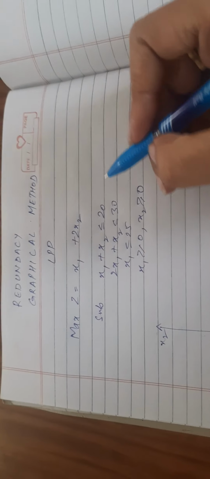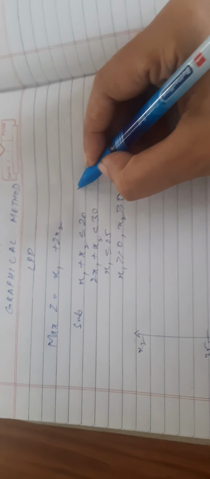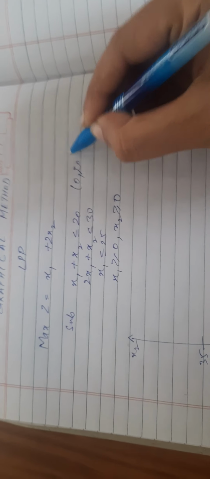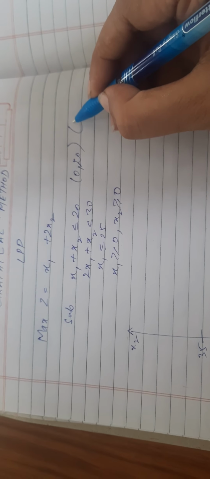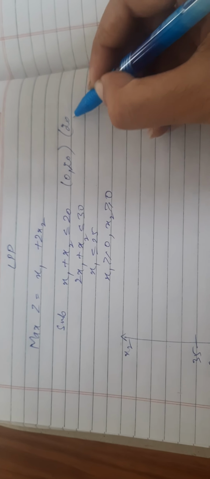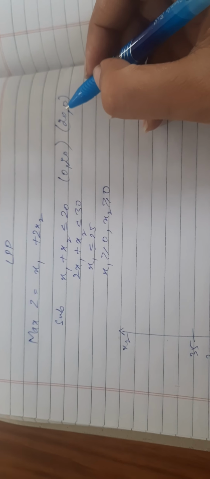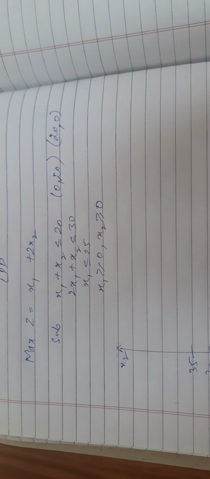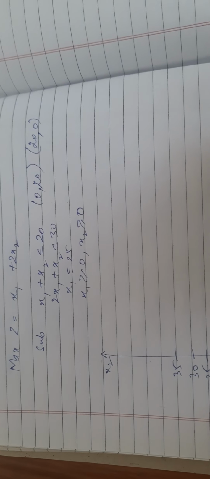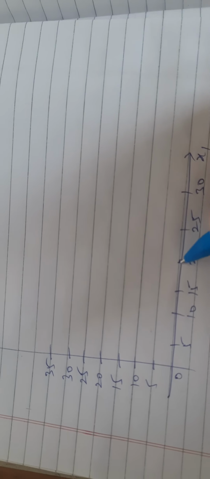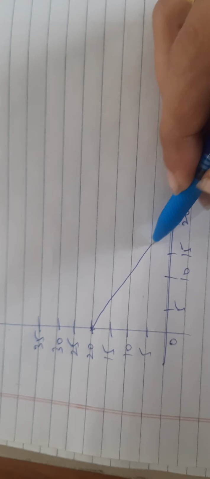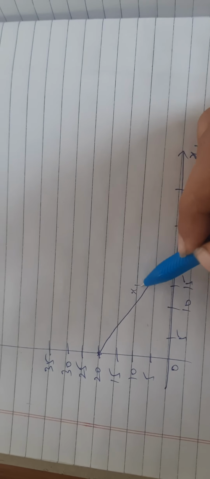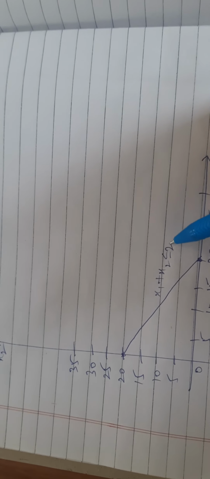Putting x1 as 0, x2 comes to be 20, and putting x2 as 0, x1 comes to be 20. So this is 20, 20. I'll plot for the first equation 20 on both axes, 20 on the x2 axis and 20 on the x1 axis, and then join this line. So this is x1 + x2 ≤ 20.